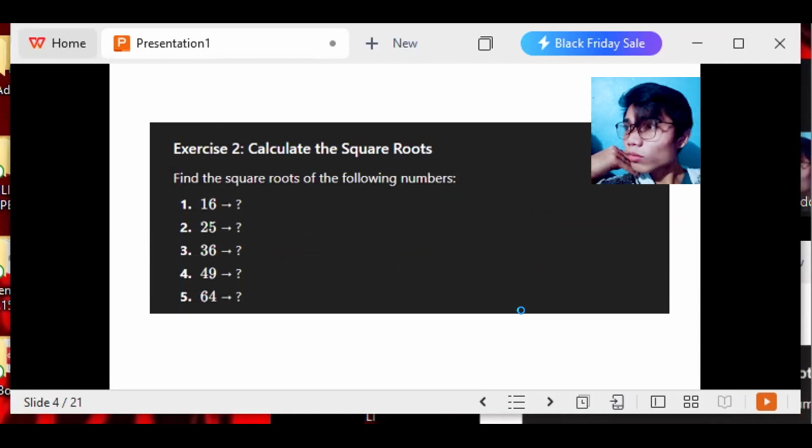What is the square root of 16? What is the square root of 25? What is the square root of 36? What is the square root of 49? And what is the square root of 64? Have you already found your answer?